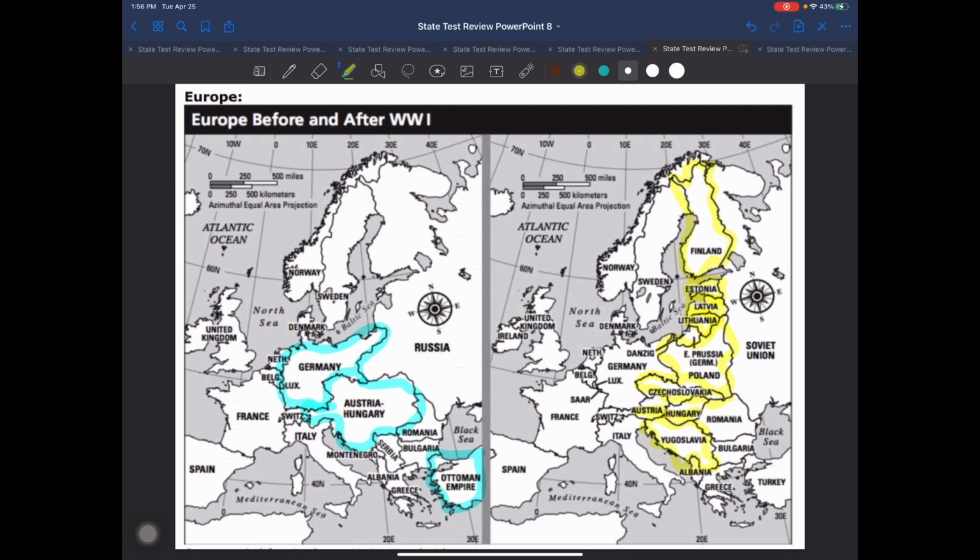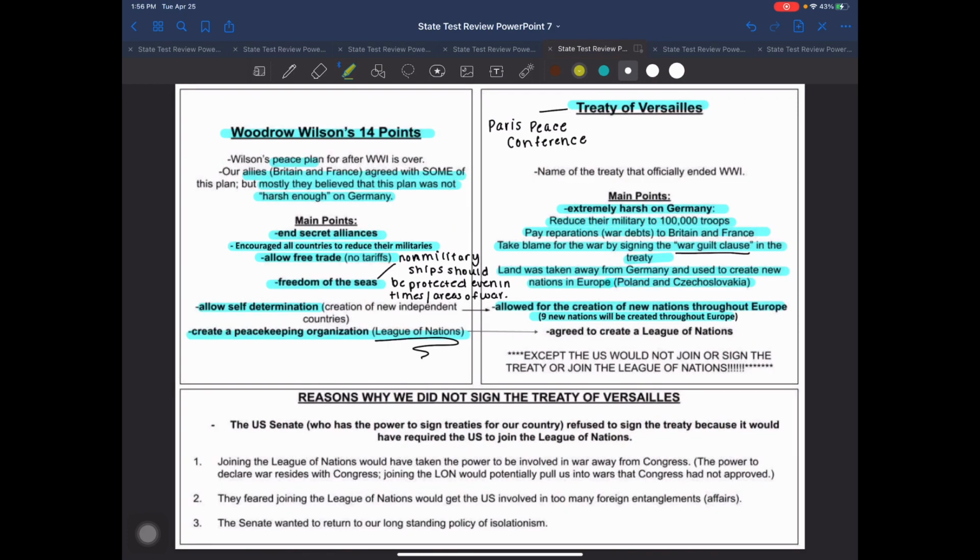Down here, Yugoslavia, that's where a lot of that Slavic community, going back to the assassination of Archduke Franz Ferdinand, that's where a lot of that Slavic community, that's their self-determination that they wanted, all right? So that's what we mean by 9 new nations.